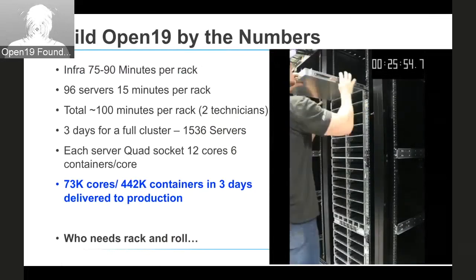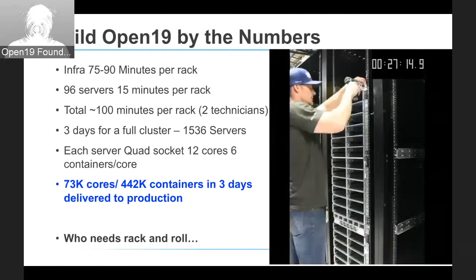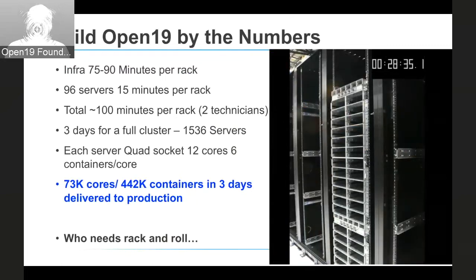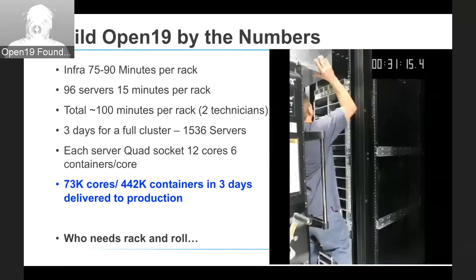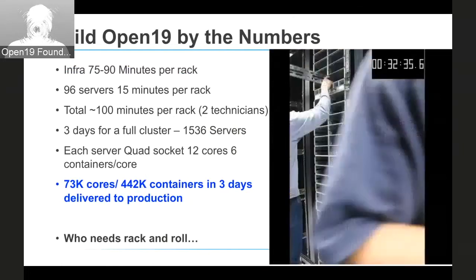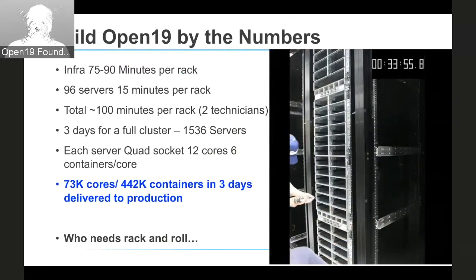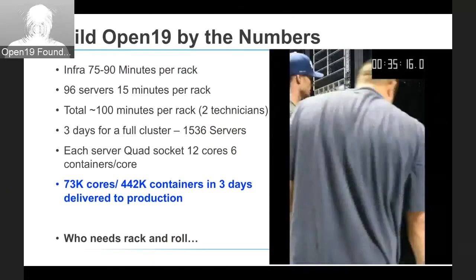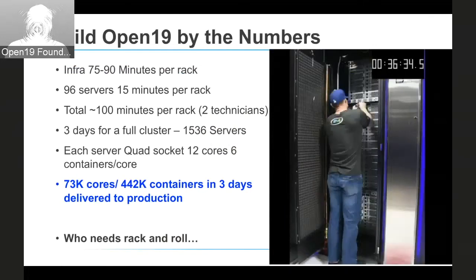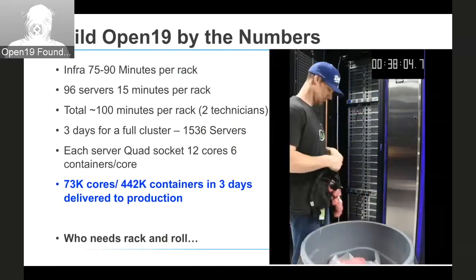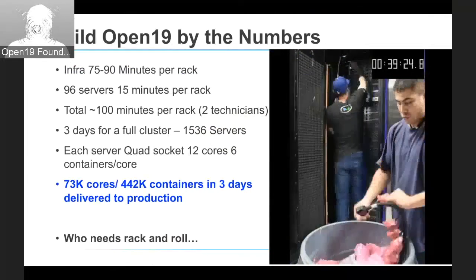If we use servers which have quad sockets, 12 cores, and 6 containers per core, we have the staggering number of 442,000 containers that we can hand off from the moment we say go to our production in 3 days. This number is staggering. It's much, much faster than whatever we did before.